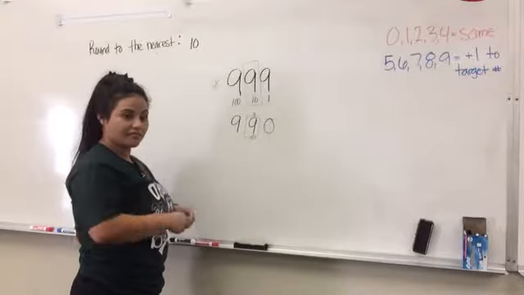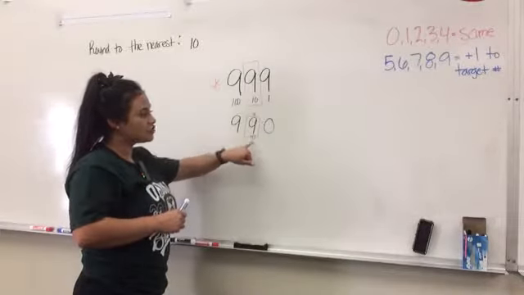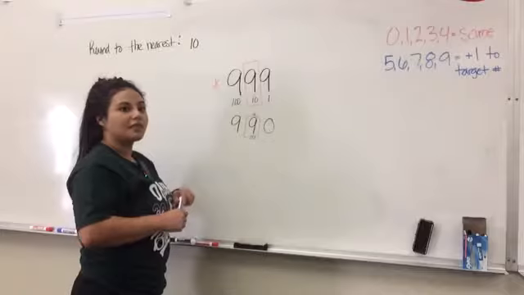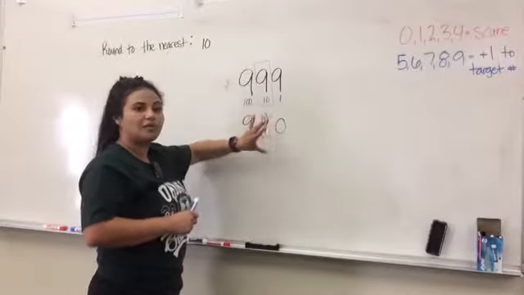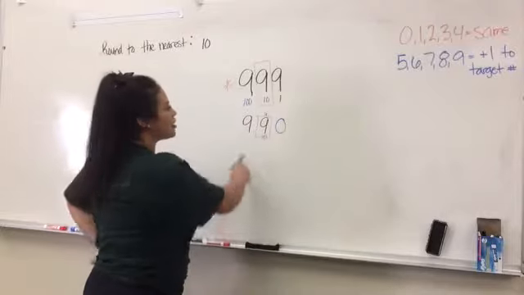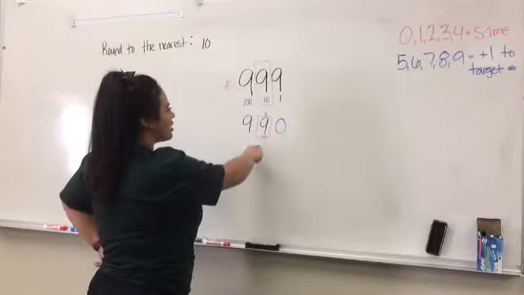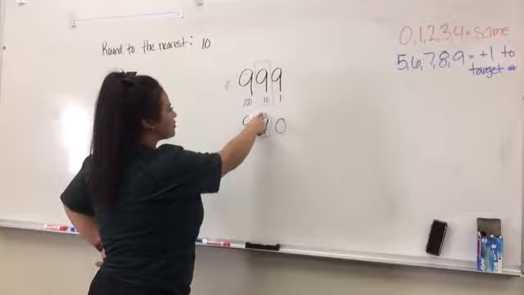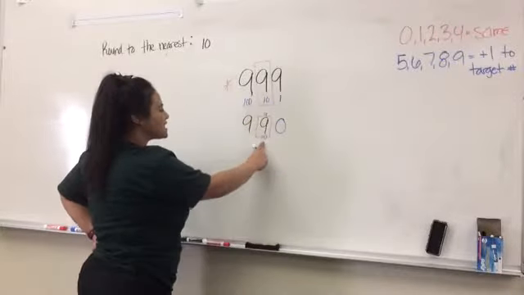How many numbers can each place hold? 1. Remember that each box can only hold 1 number, right? Okay, so keep that in mind when we do this. So now we have 990. Now we need to determine if it's going to remain as a 9 or become a 10.